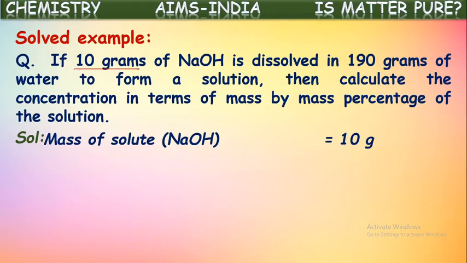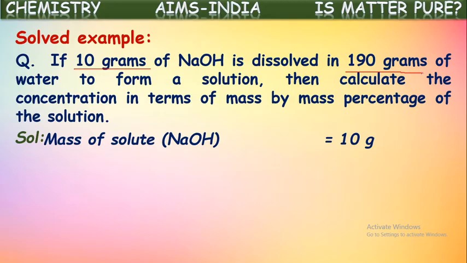If you observe the quantities of the two substances given, the mass of sodium hydroxide is smaller. So the component in the solution which is in smaller quantity is taken as the solute, and the other is the solvent. So here in this solution, sodium hydroxide is the solute, water is the solvent. Now, the mass of solute, how much have they given? It is given as 10 grams.